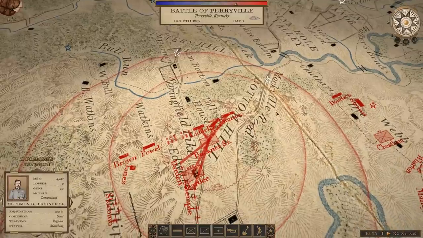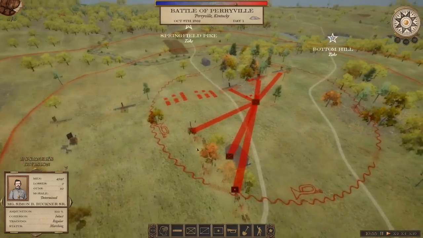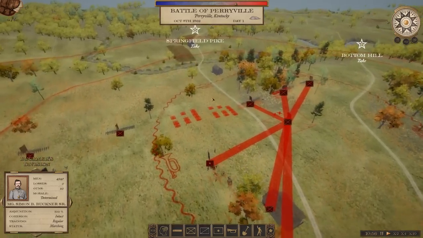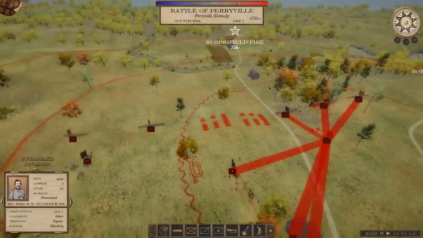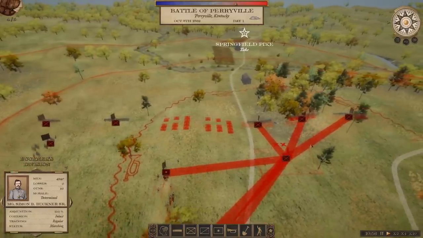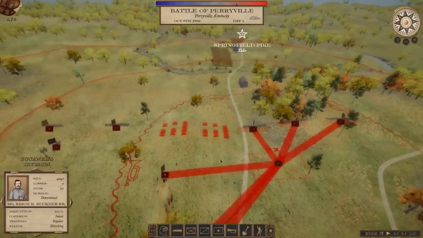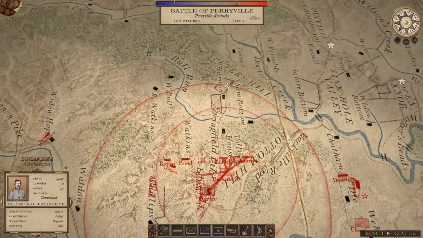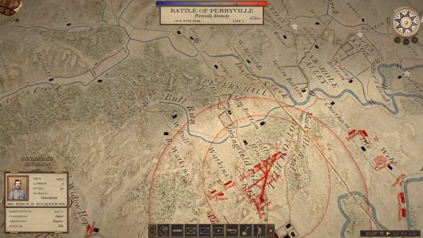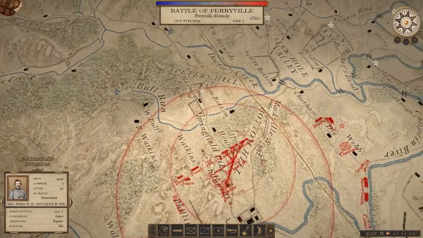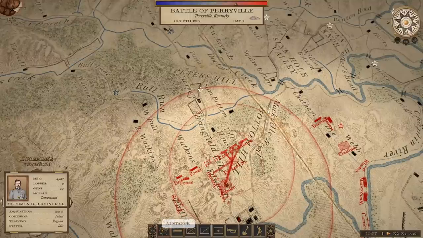And now that we have Buckner's division minus the artillery, which is still moving to position, let's start giving the orders to Hardy's wing. So in case of Buckner, with him we want to stop any enemy advance via Springfield Pike. So let's give them orders to defend.